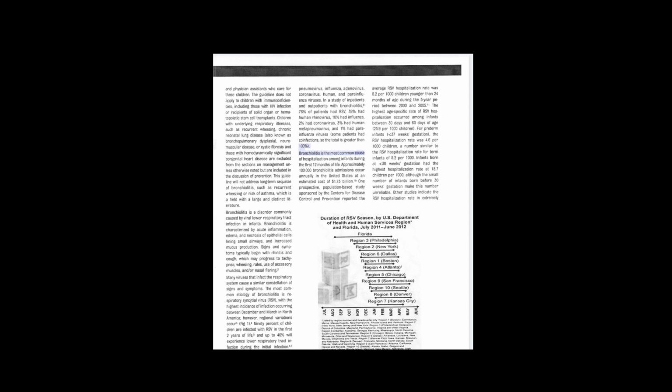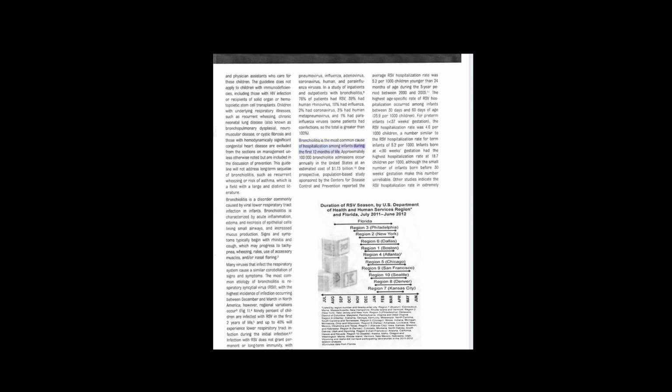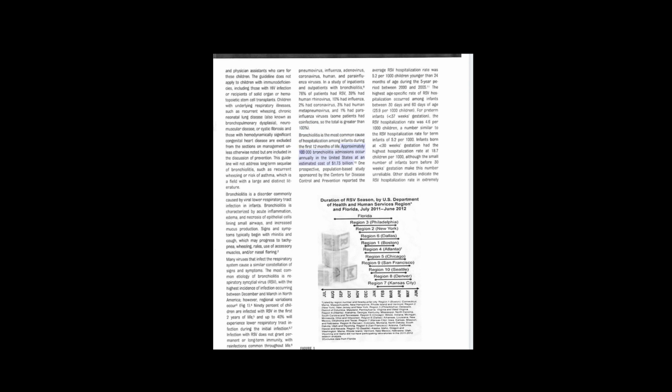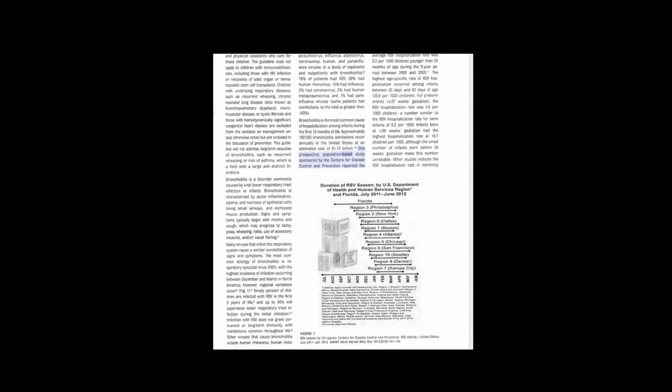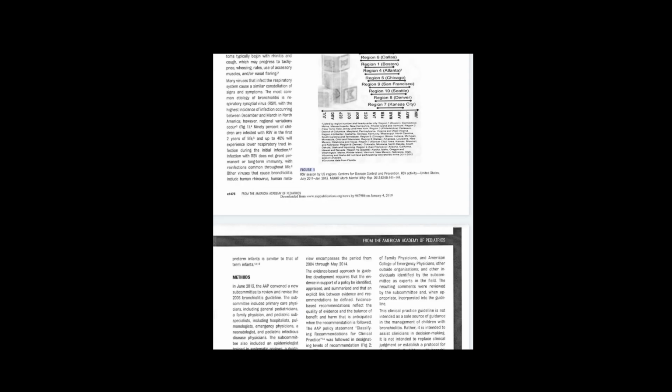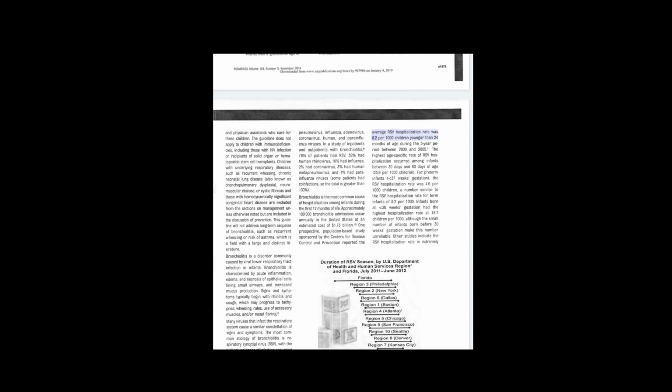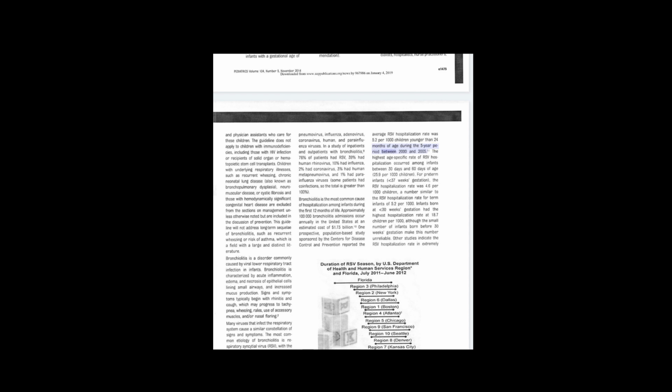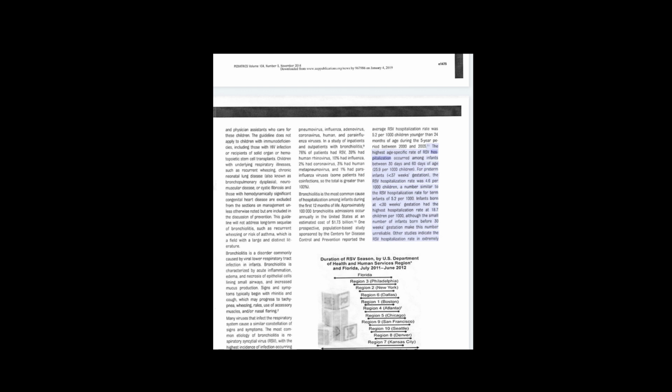Bronchiolitis is the most common cause of hospitalization during the first 12 months of life. Approximately 100,000 bronchiolitis admissions occur annually in the United States at an estimated cost of $1.73 billion. One prospective, population-based study sponsored by the Centers for Disease Control and Prevention reported that the RSV hospitalization rate was 5.2 per 1,000 children younger than 24 months of age during the 5-year period between 2000 and 2005. The highest age-specific rate of RSV hospitalization occurred among infants between 30 days and 60 days of age.